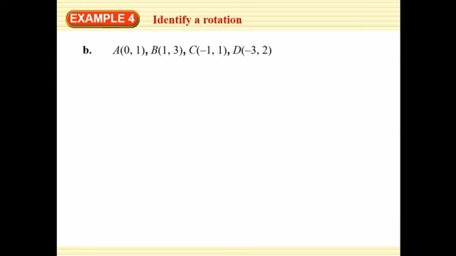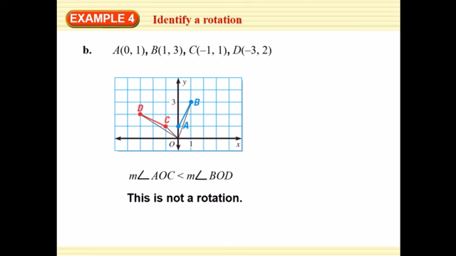Alright, example 4b. As you can see here, if I were to draw these segments for A, B, and C, D, they're not going to maintain that sort of segment rotation that we talked about in the last one. So if I were to look at AC, that distance is different. Those segments are not congruent.